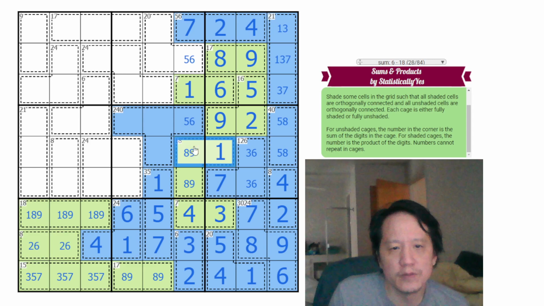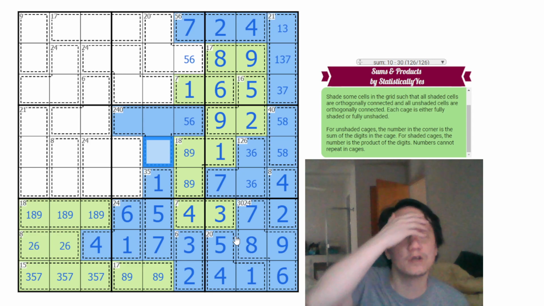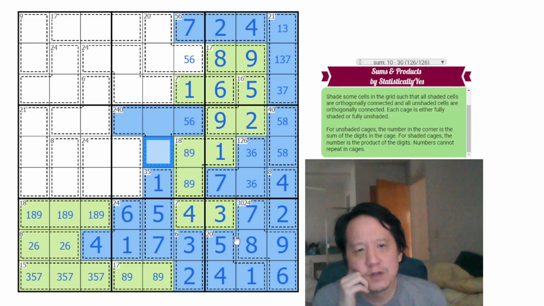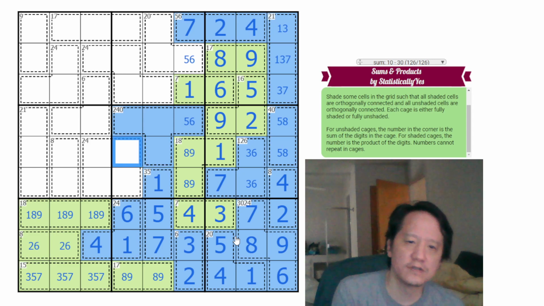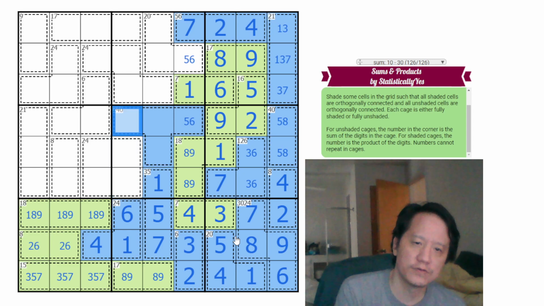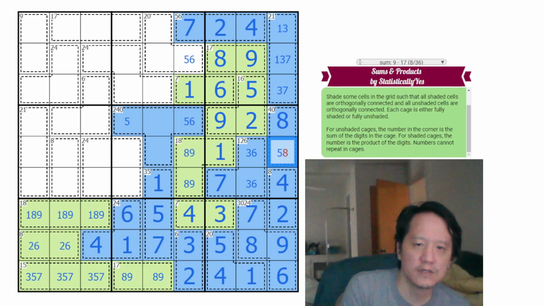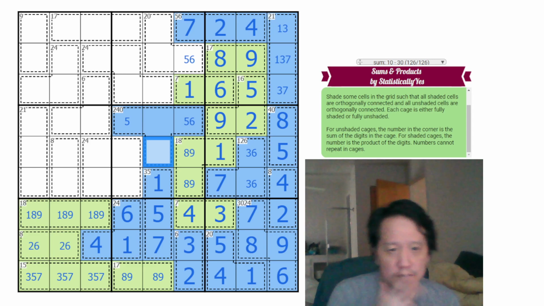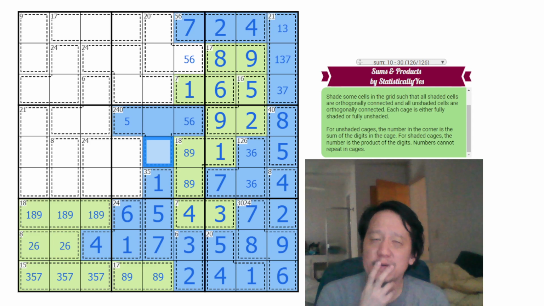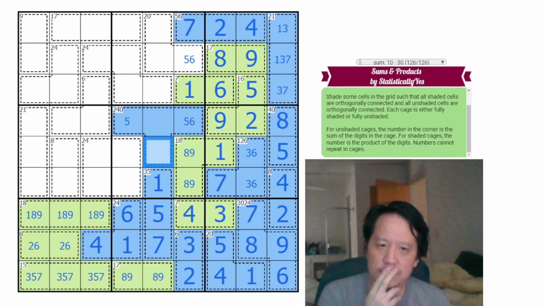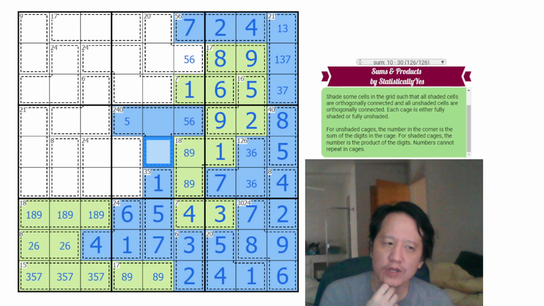Okay, this is addition, 8 and 9, so this is 240. So there's a 5 obviously, so this cannot be 5. And 5 has to be one of these, which means this 8, this 5. So 240 divided by 5 is 48. So 48 could not be 8.